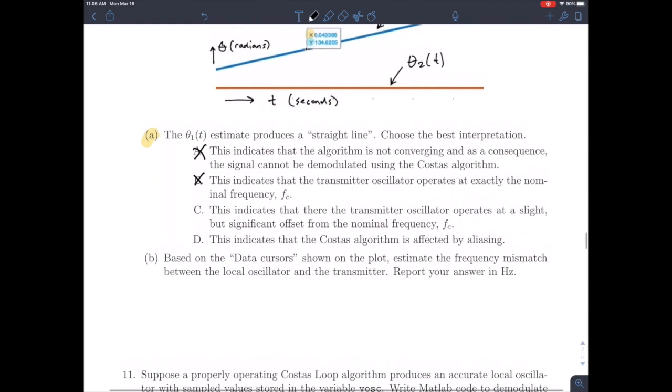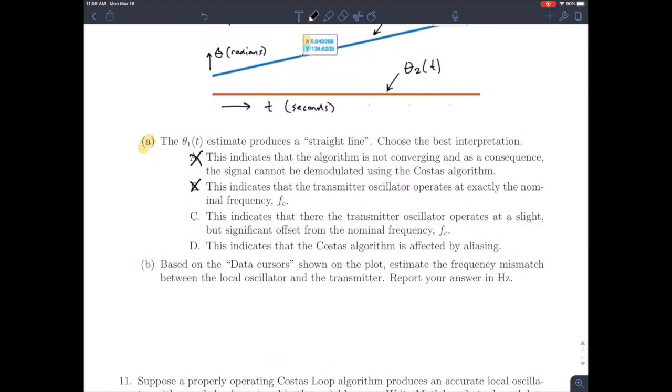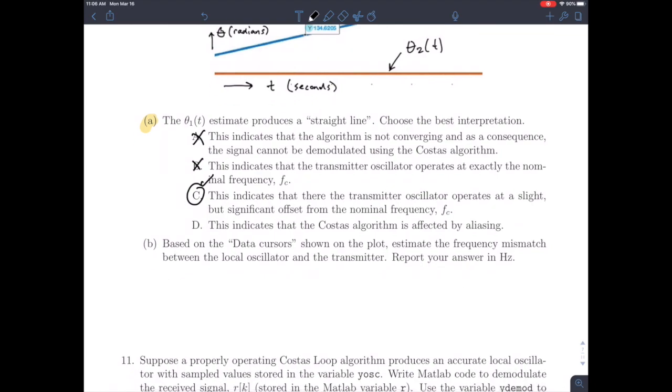Okay, part C, this indicates the transmitter oscillator operates at a slight but significant offset from the nominal frequency FC. Yes, that's what we discussed in class. Okay, and then answer D. This indicates the Costas algorithm is affected by aliasing. Well, that's really just sort of a nonsense choice, so we'll eliminate that one as well.